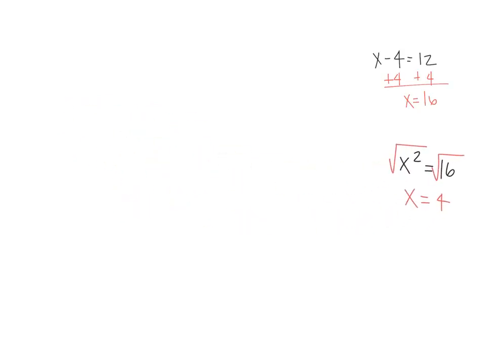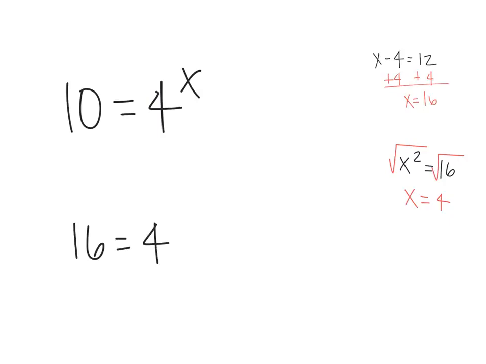So that's what logs are. Logs are the inverses of exponents, and logs solve problems like this: 10 equals 4 to the x power. Because there's no way we can figure that out. If I gave you a problem like 16 equals 4 to the x power, you could tell me what x was. You're intelligent people. What would x be in the second problem?